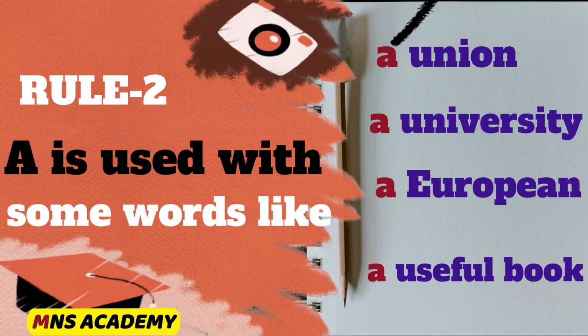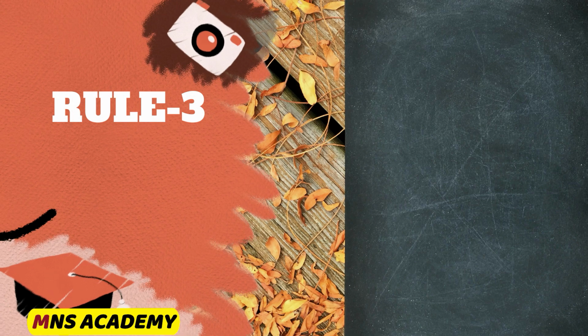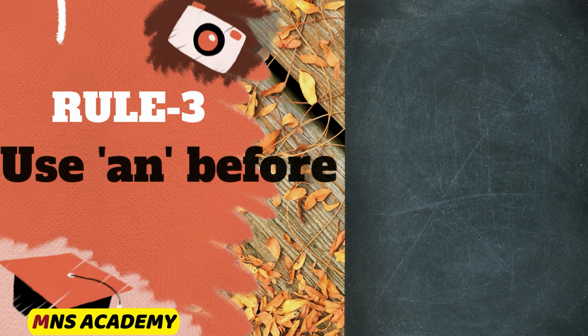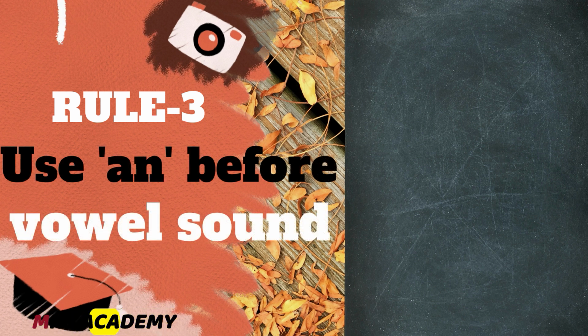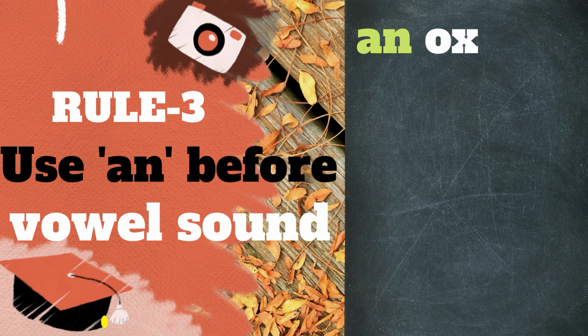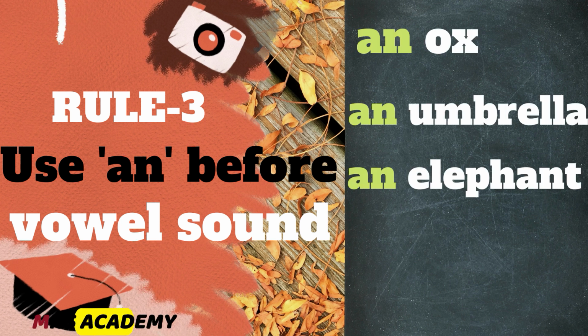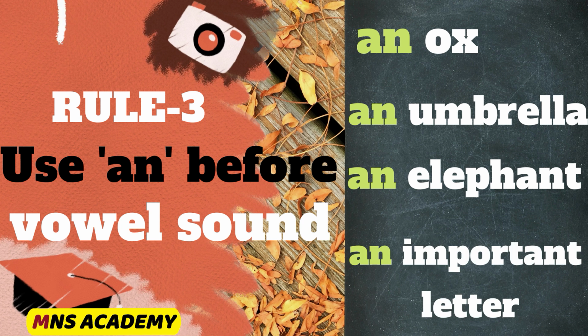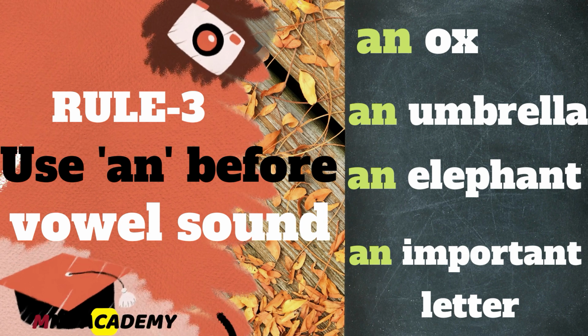Okay, let's move on to the next rule. An is used before a word beginning with the vowel sound. For example, an ox, an umbrella, an elephant, an important letter, etc. In these examples, all the words begin with the vowel sound. If they begin with the vowel sound, we put the article an.